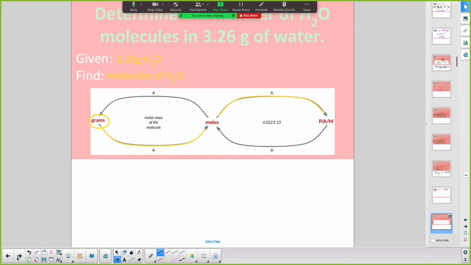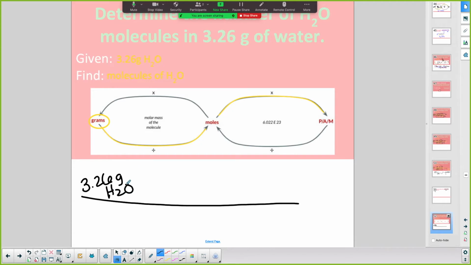All right, so here's what I have here again. I'm going from grams to moles and then moles to Pam. So go ahead and set up your table. What always goes in the left? Given. Yep, so 3.26 grams of H2O.